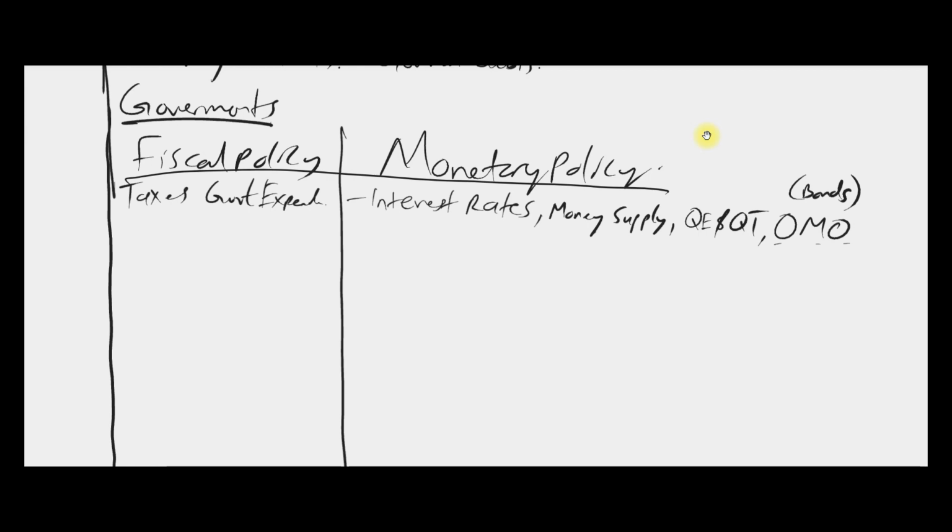Now let me go back here. Governments: how do fiscal policy and monetary policy affect exchange rates? Fiscal policy affects exchange rates in the long term only. When we talk about monetary policy, this one affects exchange rates in both the short term and the long term.